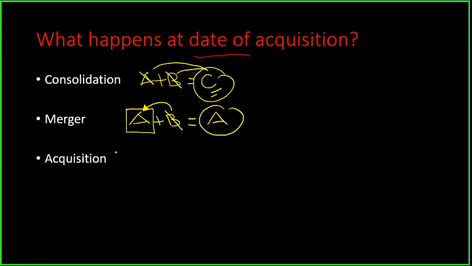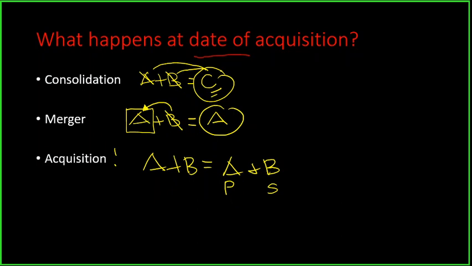Now for acquisition, the story is a bit different because A plus B is equal to A and B. Assuming A is the acquirer, A will be the parent and B will be the acquiree. So company B will now be the subsidiary. They will still continue to operate as a separate legal entity, so they will have their own set of financial statements. They will both have their statement of financial position, statement of financial operation, and statement of cash flows.